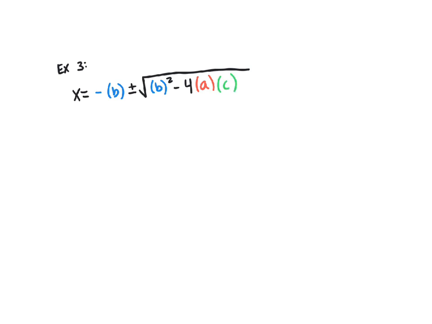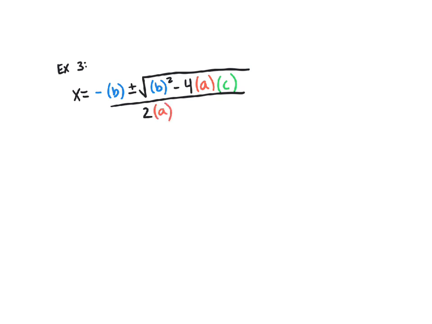Alright, one more example. Actually, let me go ahead and write my equation first. We have x equals negative b plus or minus the square root of b squared minus 4 times a times c, all of that over 2 times a.